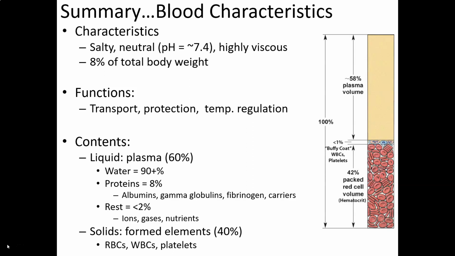The solid portion is called the formed elements. That makes up about 40 to 50%. Those are made up of your cellular elements, the red blood cells, white blood cells, and since they're cell fragments, we can't call them cells, platelets. So that's a nice summary of our red, white blood cells, platelets, and plasma. We'll spend more time talking in detail about a few of the other elements.